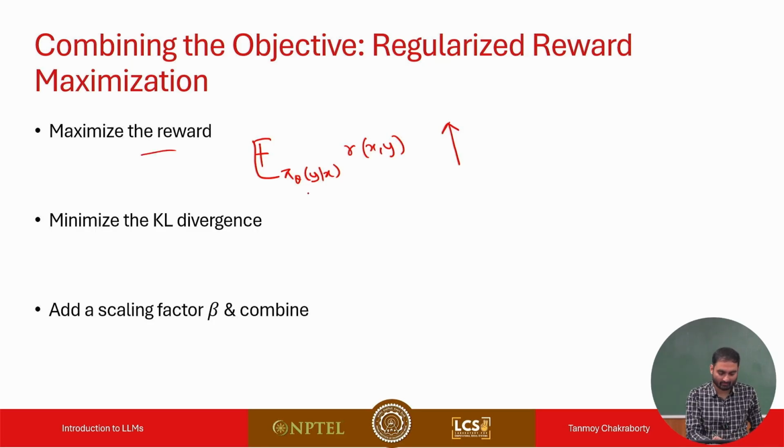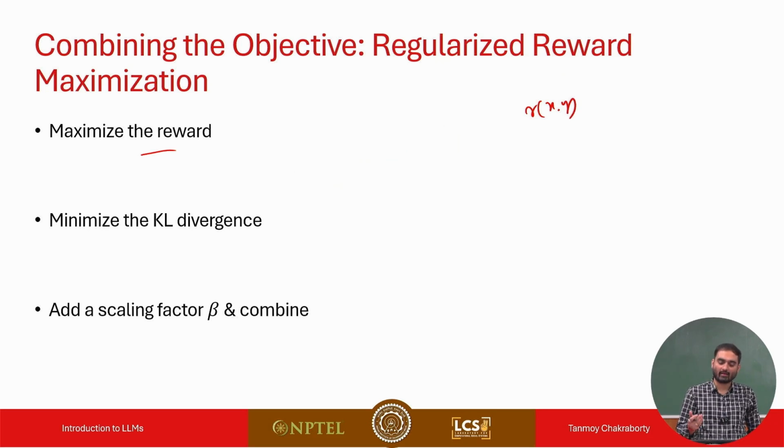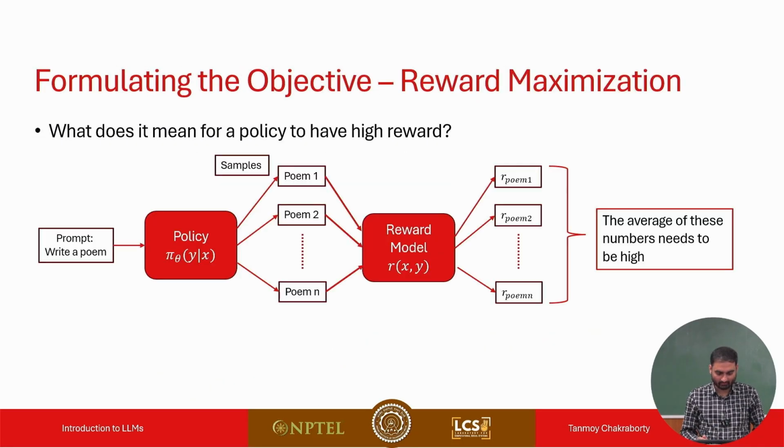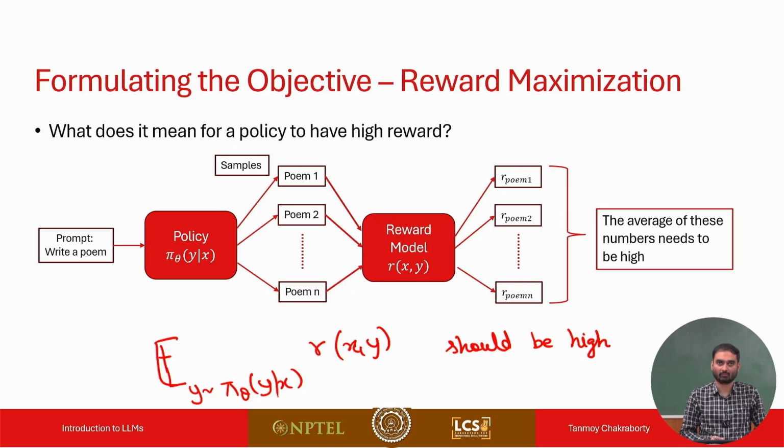So maximize reward is essentially maximizing this r(x, y). Now remember, when I say that I want to maximize the reward, I always say this from the expectation point of view, right? Expected reward, remember this. It is because responses are all non-deterministic, and given a prompt, there can be millions of such responses, right? So we are interested in computing something called the expected reward. What is expected reward? Given a prompt, you give this prompt, write a poem.